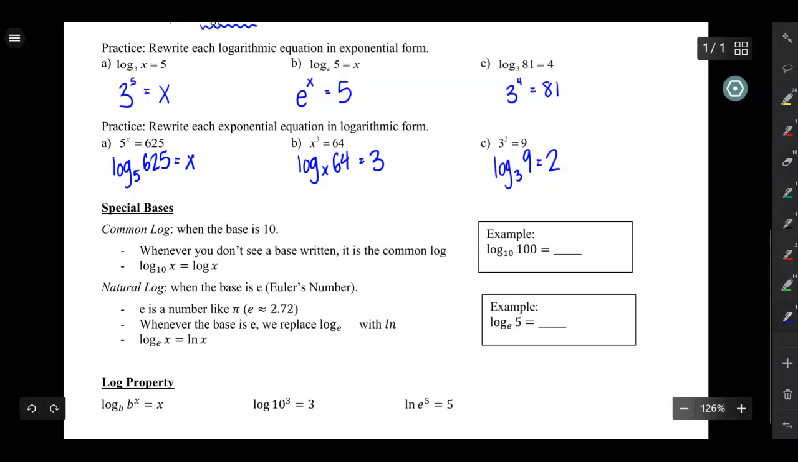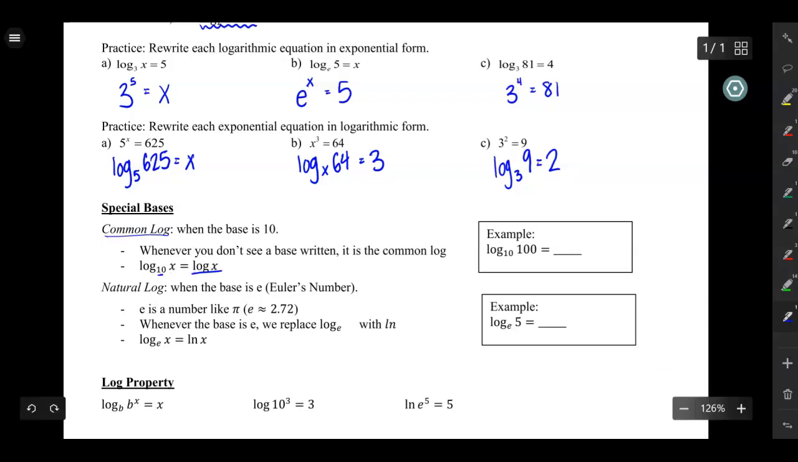The first one is called a common log. So whenever the base is 10, it's called a common log. So the way that we treat that is we actually don't write the base of 10. So whenever you would have a logarithm that has log base 10 of x, you're just going to write log of x. You're just going to ignore the 10. So that means that if you ever see a log that doesn't have a base written in, you're going to assume that the base is 10.